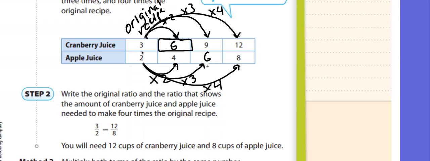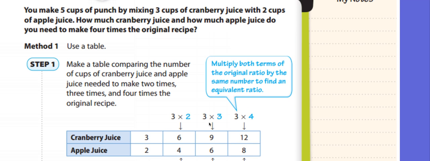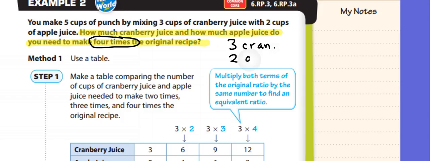There's actually a second method, and maybe you would have thought to use the second method. I'm going to show the question again. The really important part of the question is this right here: How much cranberry juice and how much apple juice do you need to make 4 times the original recipe? Well, this tells you what the operation is. 4 times an original recipe would be to take your 3 cups of cranberry juice and your 2 cups of apple juice and do what with it? You would multiply each of those terms by 4.